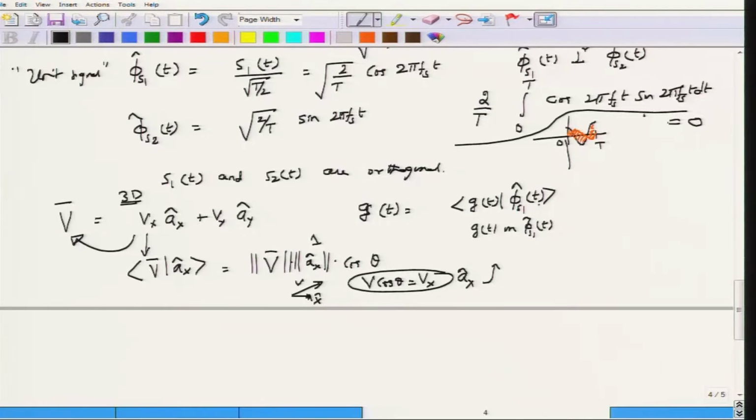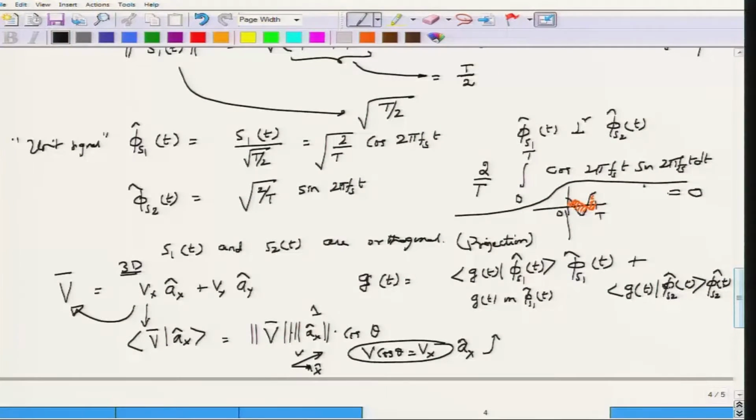So, looking at the same logic here, take this g of t and then find the inner product of g of t onto phi s1 of t. We call this the projection. So, we say that we project g of t onto phi s1 of t. This will give you the length of g on phi s1, multiply this one with phi s1 of t, and similarly find the inner product of g of t with phi s2 of t, and then multiply this resulting component by phi s2 of t. This way any signal s of t which satisfies certain conditions can be written in terms of these 2 vectors, which are the unit vectors or the unit signals. So, in a sense we think of a signal as a vector.